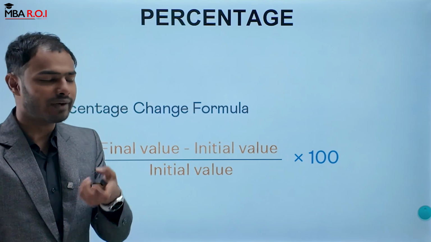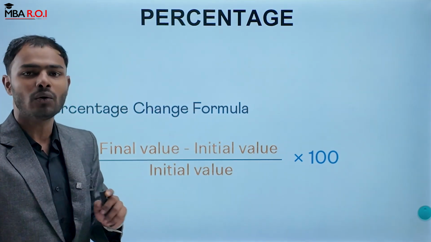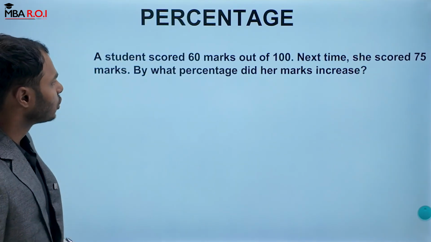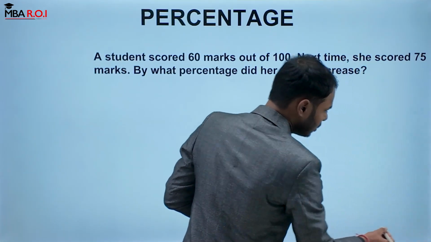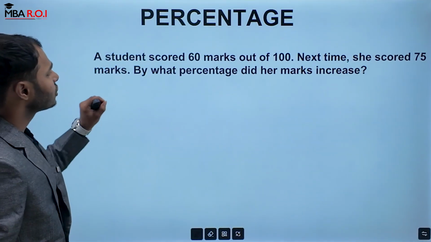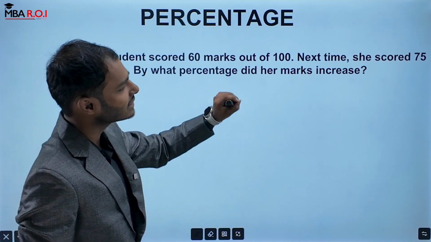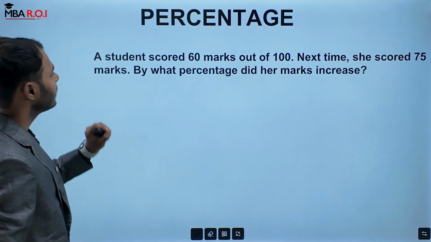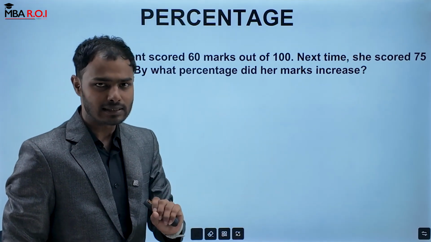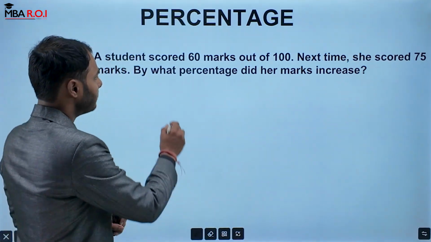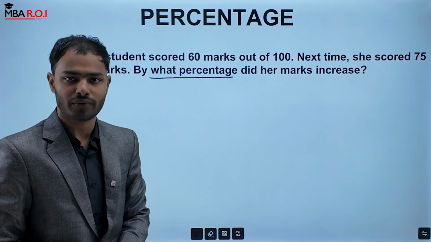I'll tell you how to solve one question, and then there are a certain number of questions which you have to solve, and then in the next video we are going to discuss them. So first let's try one question together. This is the question. First we are going to read the question. The question says that a student scored 60 marks out of 100, and next time she scored 75 marks. By what percent did her marks increase? So what do we need to find? By what percent? Basically we need to find the percentage change value.